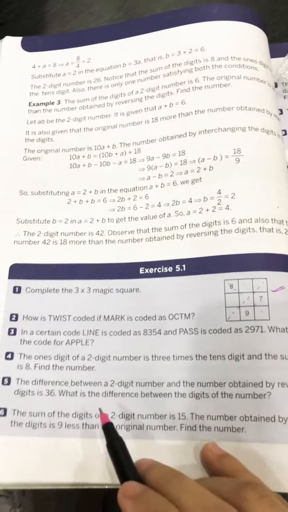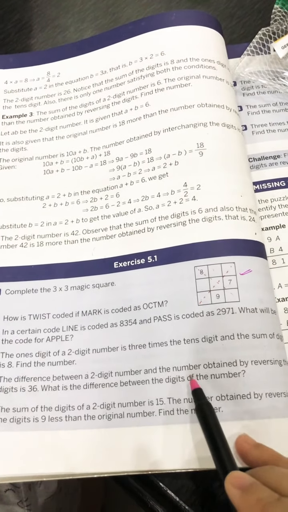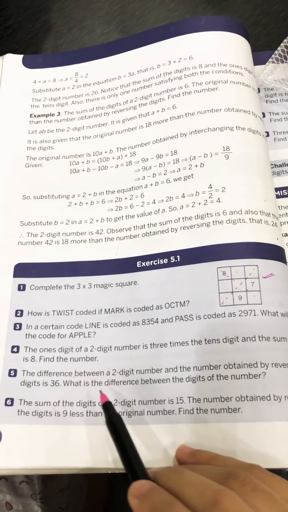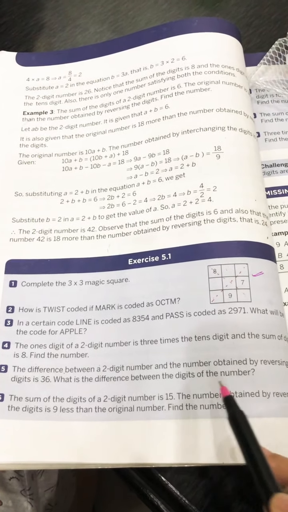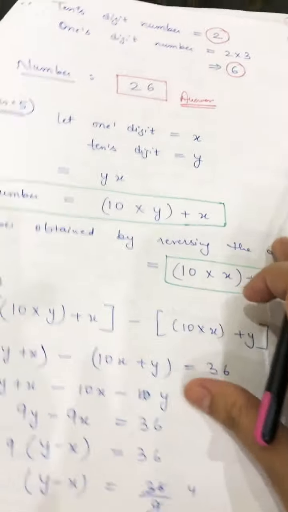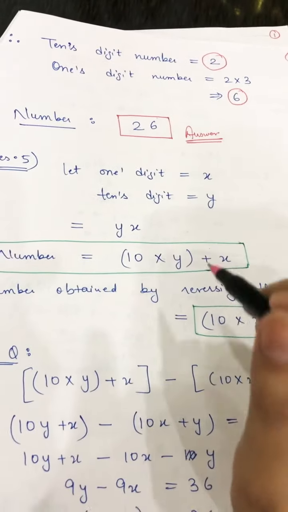Now the next question, that is question number 5. This is the last question of today. The difference between a 2-digit number and the number obtained by reversing the digits is 36. What is the difference between the digits of the number? Okay, now see that in this question they have given a reverse number. Okay, so you have to implement a formula here.